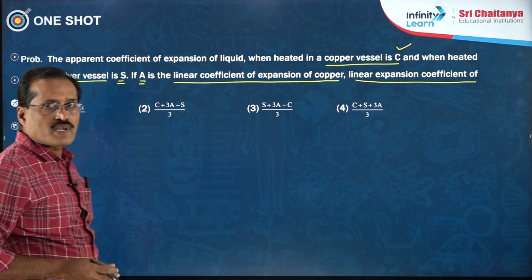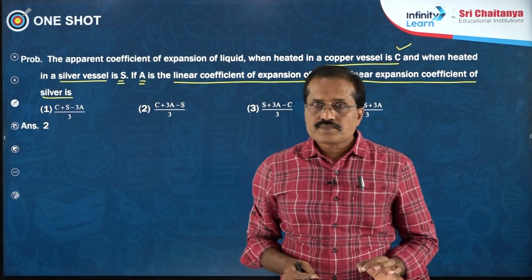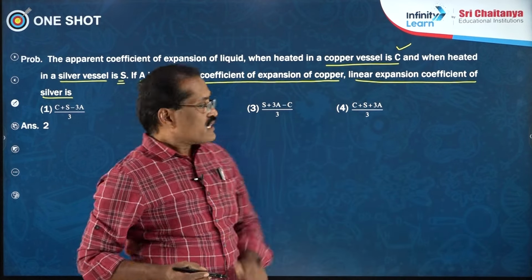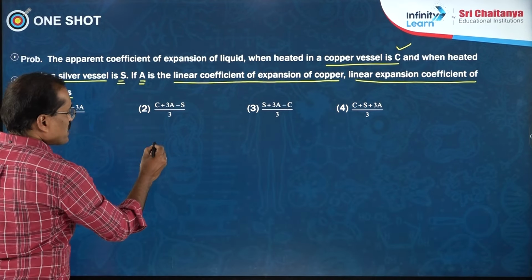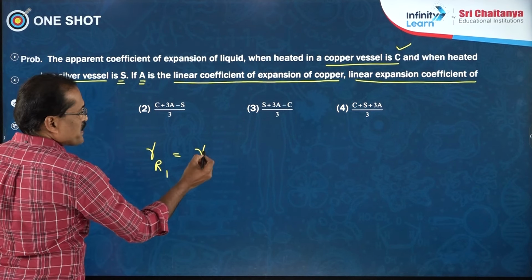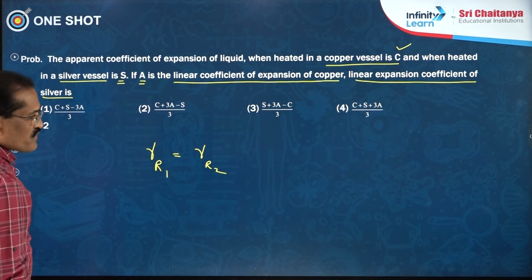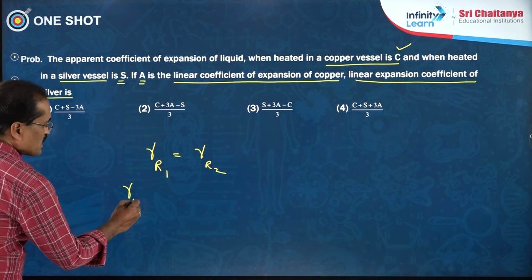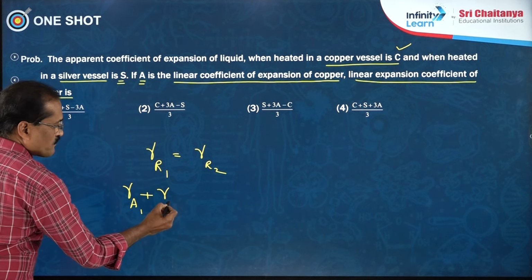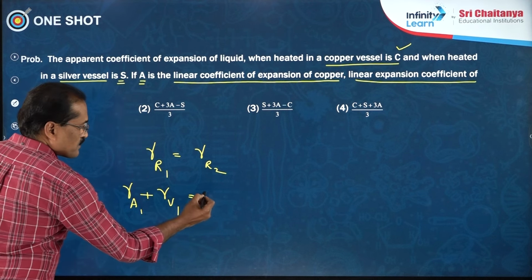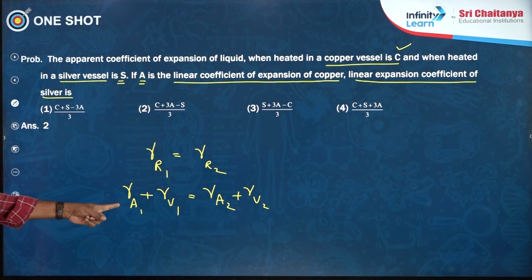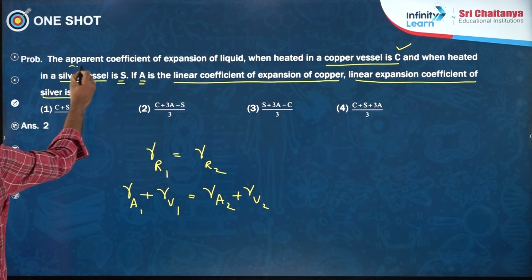what is the coefficient of linear expansion of silver is asked. Children, I already mentioned very clearly, when the vessel changes, the liquid is the same, therefore the real expansion is the same, right. Now I will take real expansion in the first case, the first vessel which is copper, equal to real expansion in the second case. What is the formula for the real expansion? Gamma A in the first case, I am taking copper, plus gamma V in the first case is equal to gamma A in the second case plus gamma V in the second case.